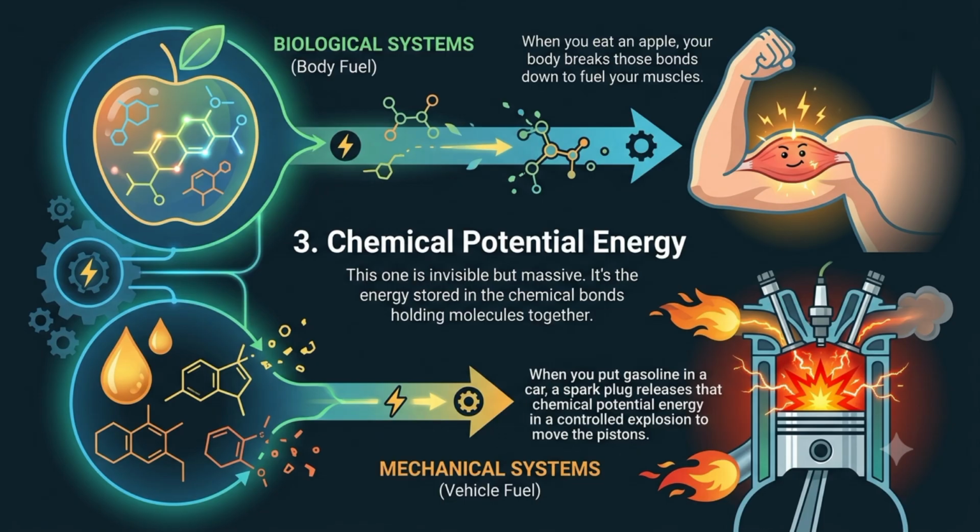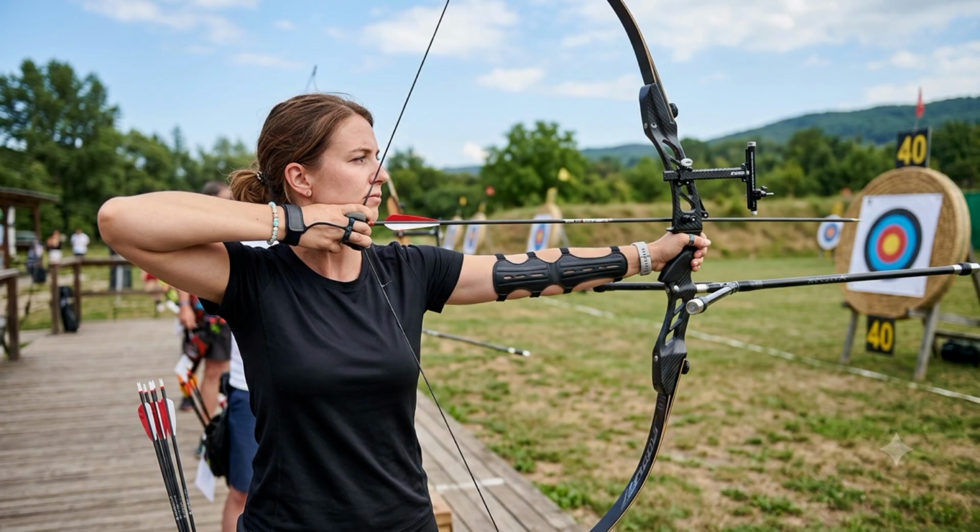3. Chemical potential energy. This one is invisible, but massive. It's the energy stored in the chemical bonds holding molecules together. When you eat an apple, your body breaks those bonds down to fuel your muscles. When you put gasoline in a car, a spark plug releases that chemical potential energy in a controlled explosion to move the pistons.